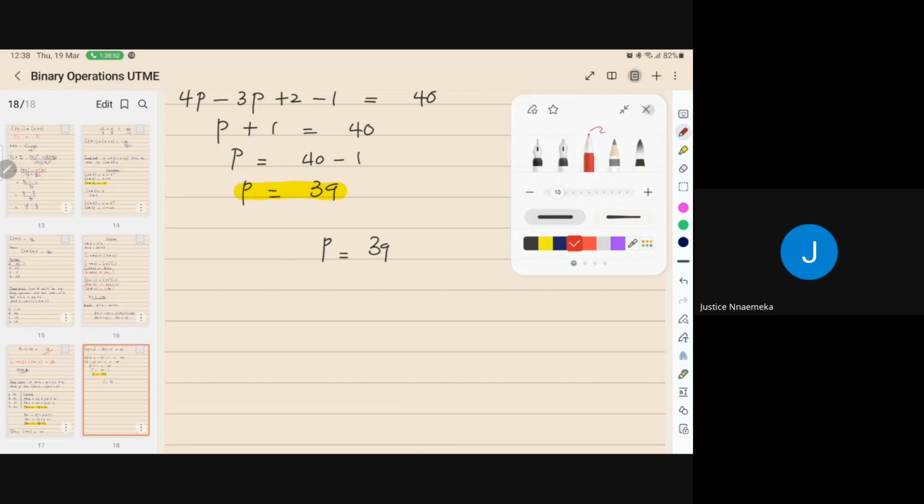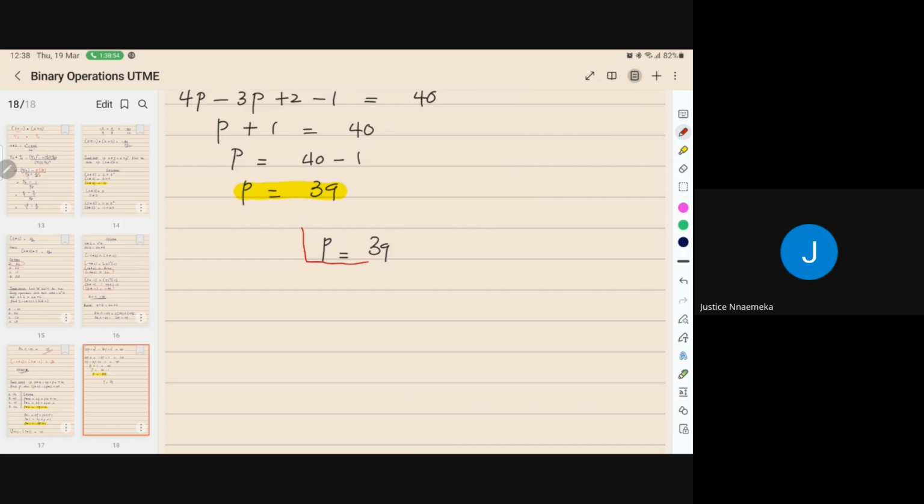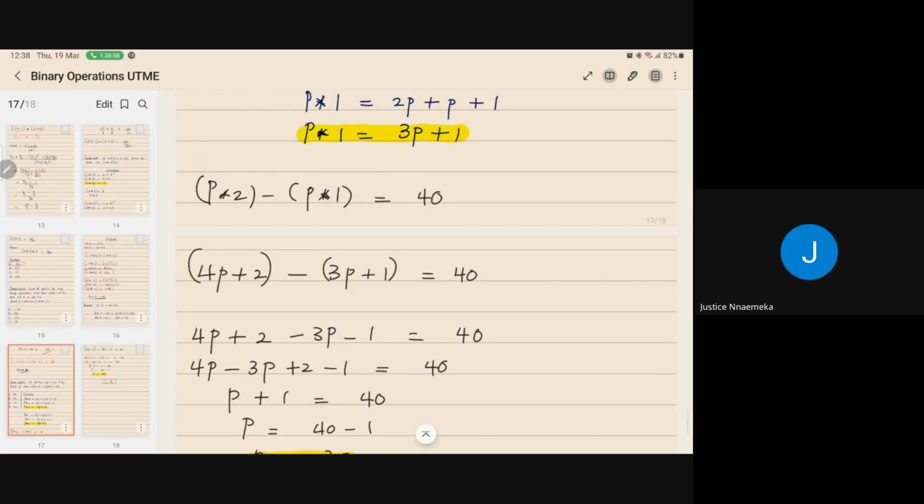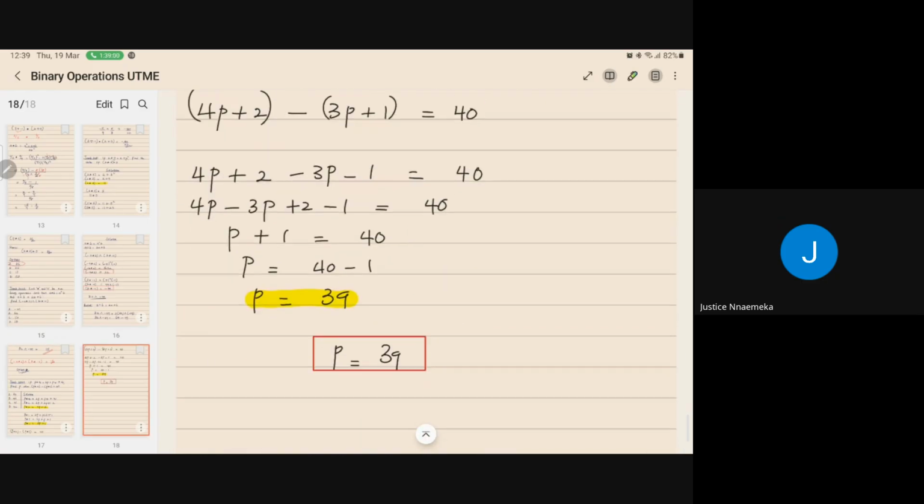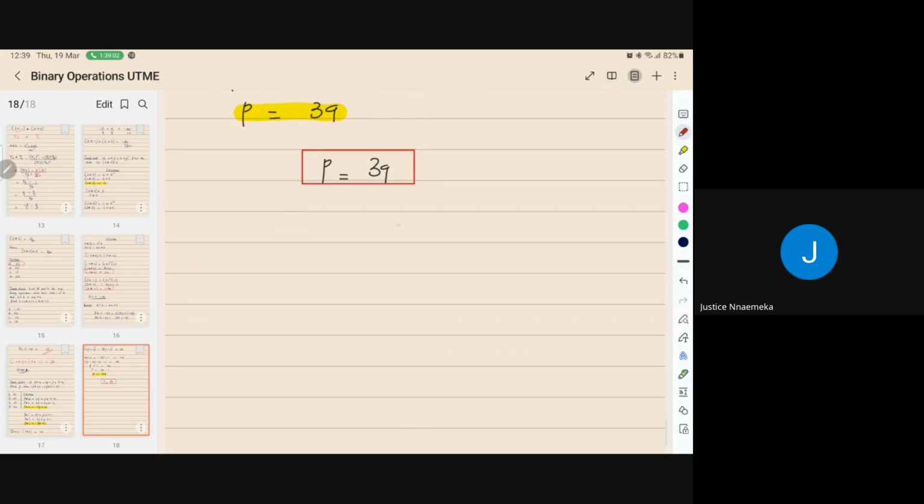And let's check the option that it falls into. So p is 39, and that happens to fall under option A. So this is option A.